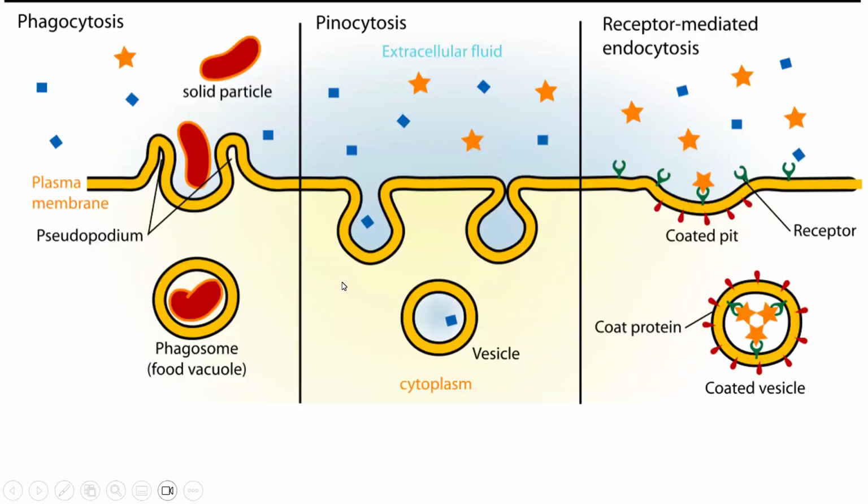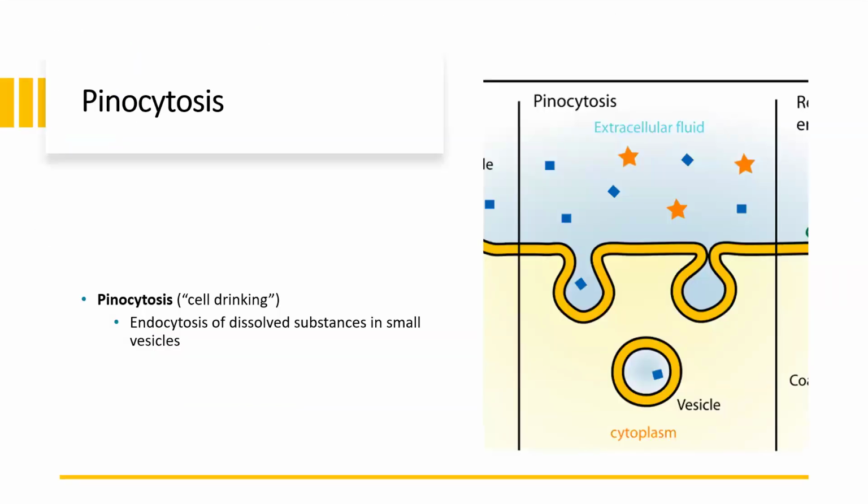Now that's going to come in a couple of different forms. We've got phagocytosis, pinocytosis, and receptor-mediated endocytosis as big groups of things that we want to talk about. And pinocytosis essentially translates to cell drinking. This is endocytosis of dissolved substances or in these really small vesicles.